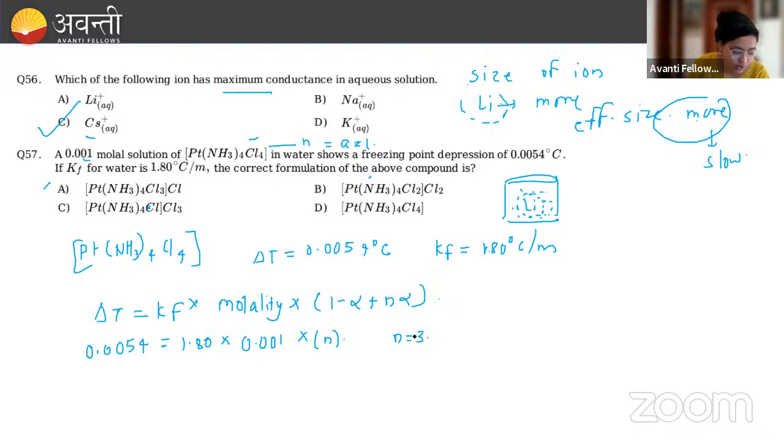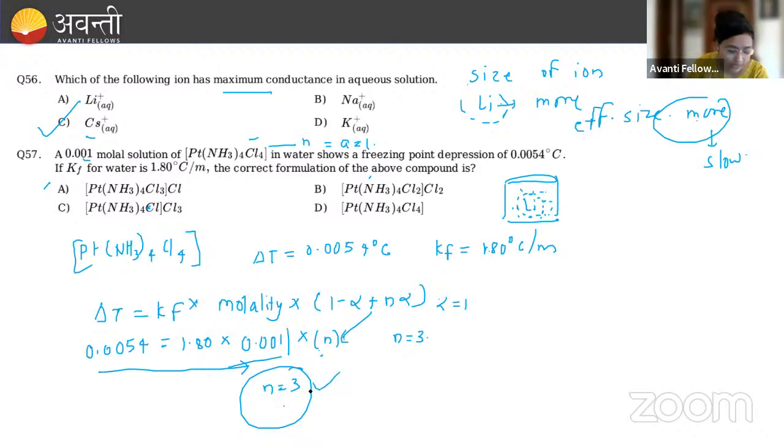So I will show you the formula. Okay, from here you will get the value of n, n will be equal to 3. Okay, this is n. Alpha will cancel out. 1 minus alpha plus n alpha. The alpha value, you can say that it is 1. Here alpha is equal to 1. That's why n will be equal to 3. Do this calculation and you will get the value of n. N is equal to 3.